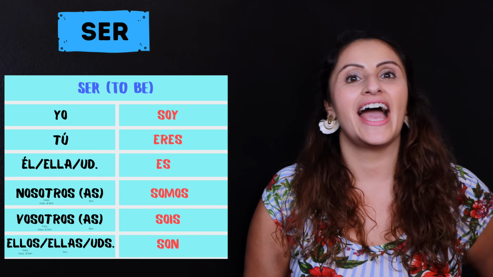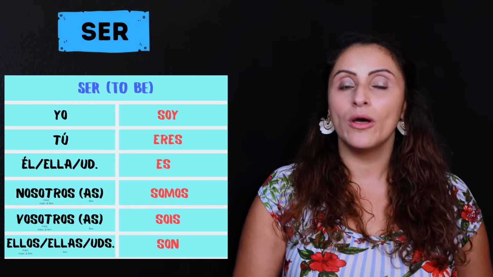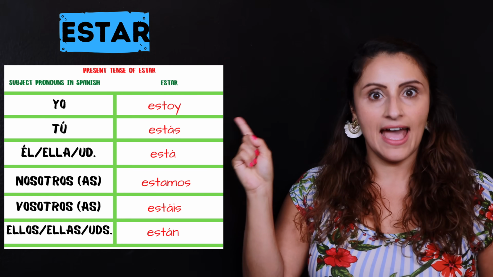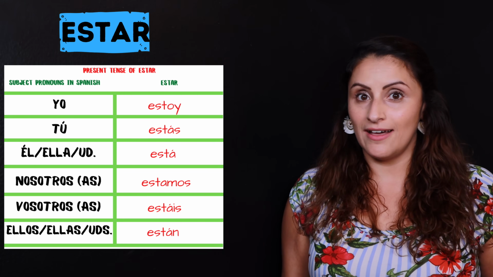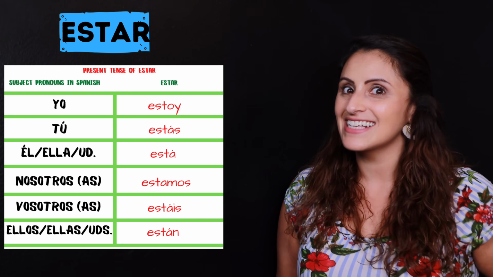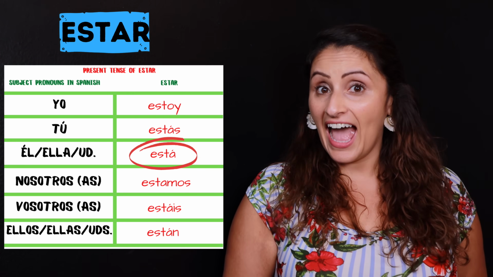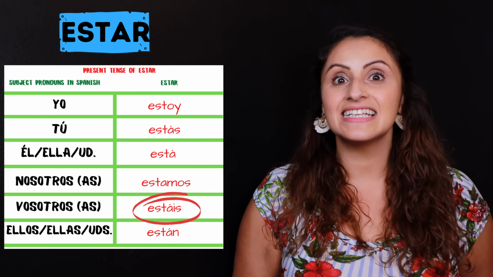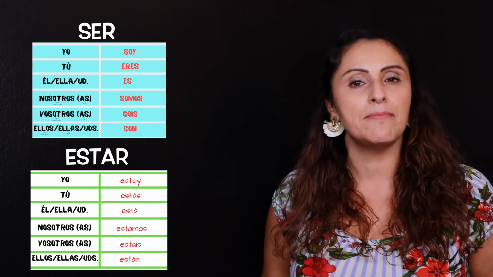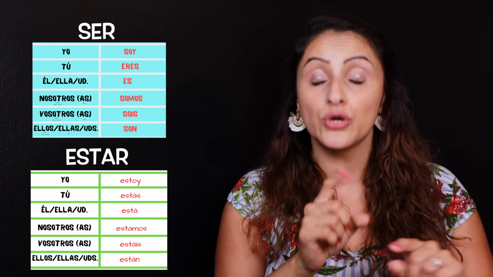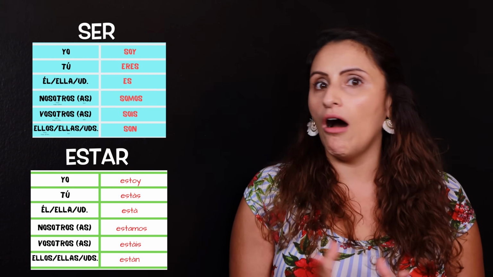So now that you have ser under control, let's switch things up a little bit and let's review and focus on the verb estar. Make sure that you review the conjugations and don't forget those accents. So we have estoy, estás, está, estamos, estáis, and están. Now that we went over each one of them separately, let's put them together so that you can see those conjugations all together.